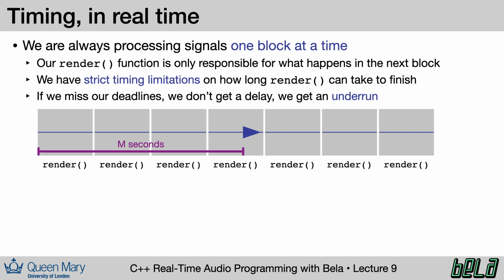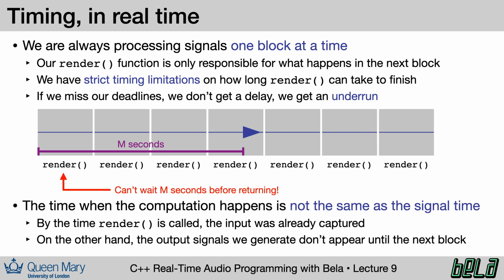Here's why that means that we can't call a function like delay. Our job in the render function is to calculate one block of audio and get out of the way as soon as possible so that the system can handle sending that block to the audio hardware. We have strict deadlines on when our render function needs to finish, and if we miss those deadlines, what we're going to get is not a delay, it'll be an underrun and dropped outputs.